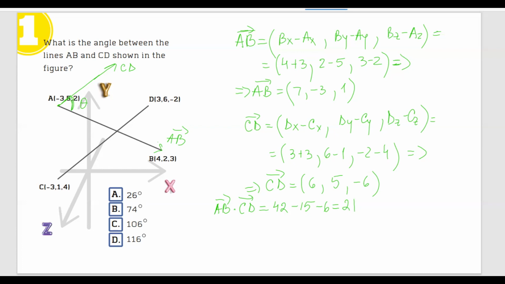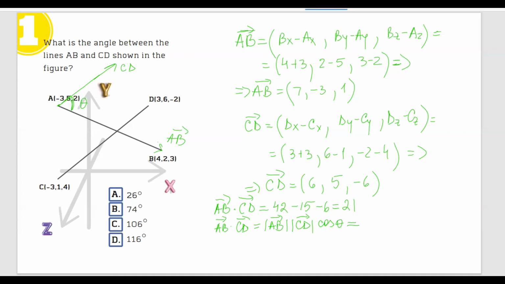And now I'm going to use the other formula of the dot product, which tells me that AB dot CD equals the magnitude of AB times the magnitude of CD times the cosine of the angle between them.